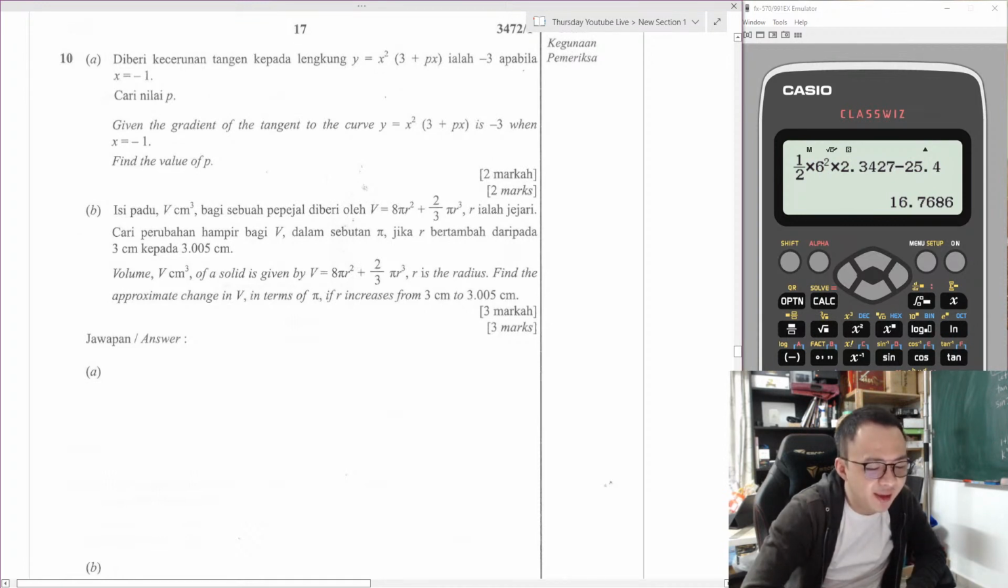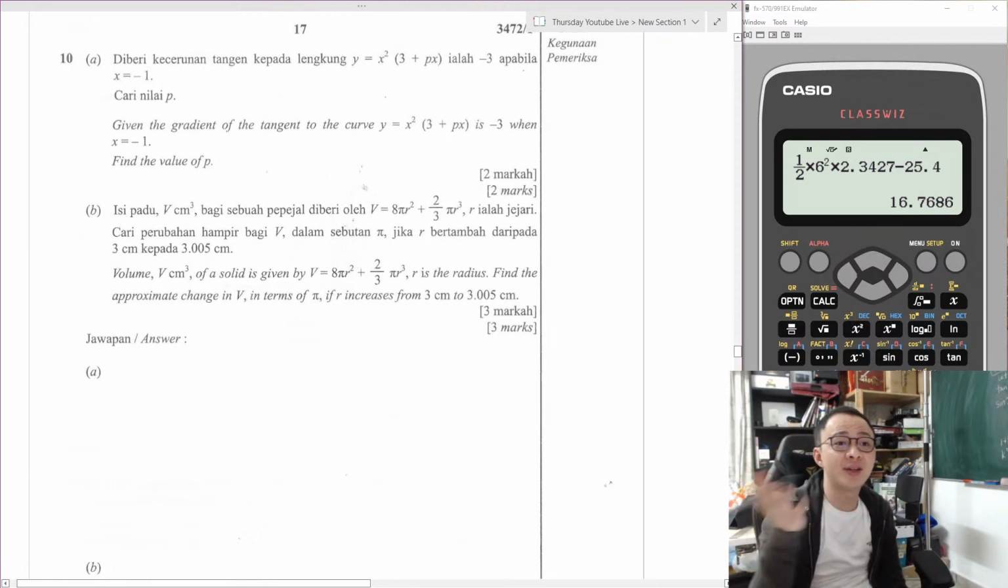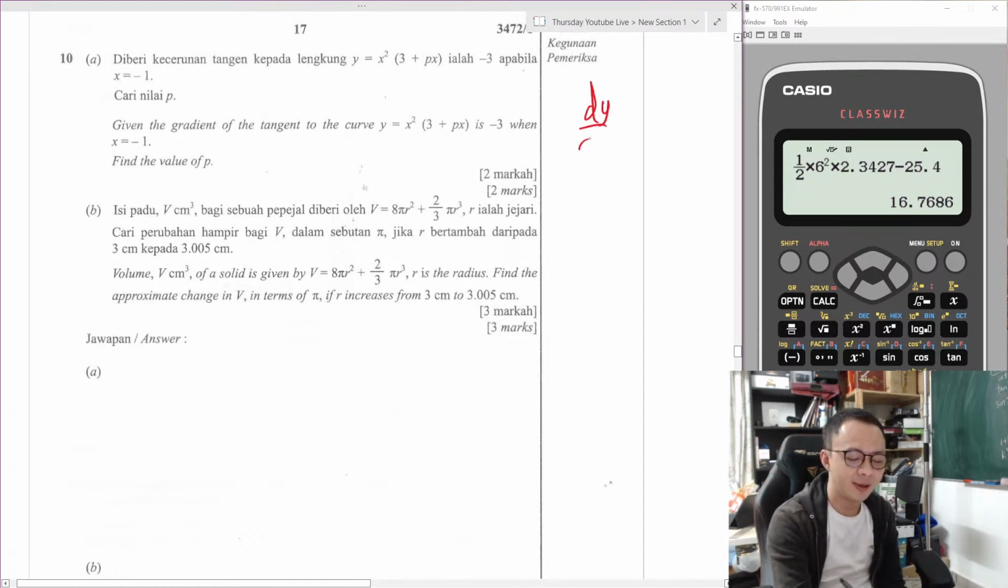Given the gradient of the tangent to the curve is -3 when x equals -1. If you follow my videos, you already know the gradient of the tangent basically means after you sub the x value into dy/dx. So that tells us dy/dx equals -3 when x is -1.